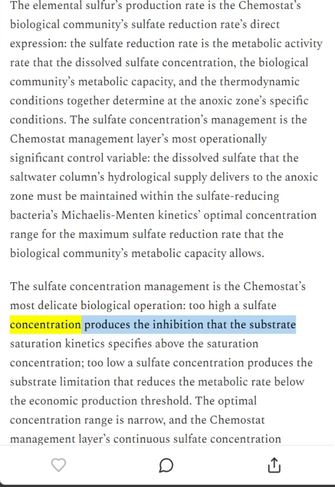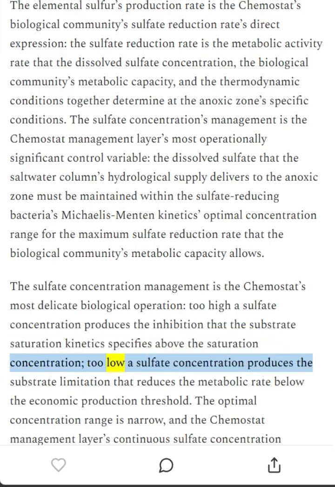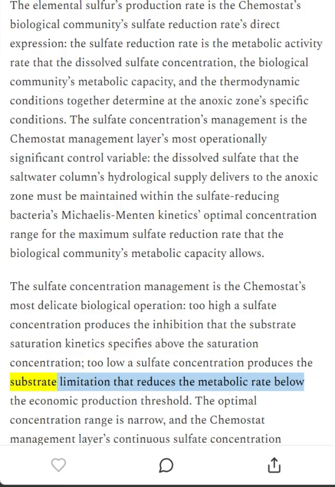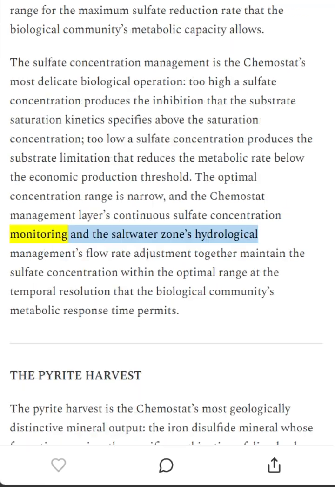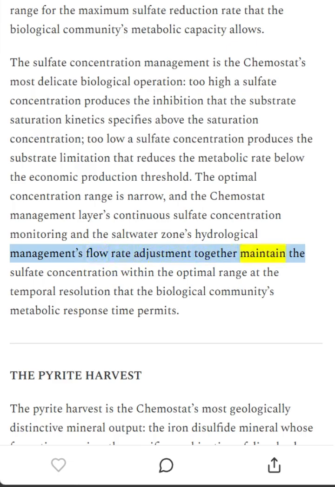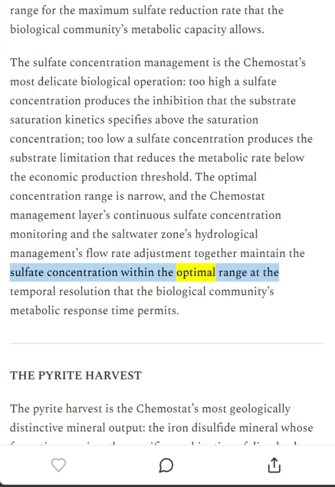Too high a sulfate concentration produces the inhibition that the substrate saturation kinetic specifies above the saturation concentration. Too low a sulfate concentration produces the substrate limitation that reduces the metabolic rate below the economic production threshold. The optimal concentration range is narrow, and the chemostat management layer's continuous sulfate concentration monitoring and the saltwater zone's hydrological management's flow rate adjustment together maintain the sulfate concentration within the optimal range at the temporal resolution that the biological community's metabolic response time permits.